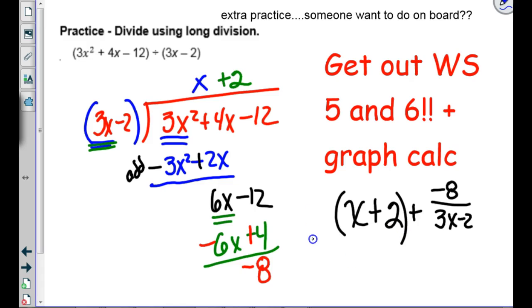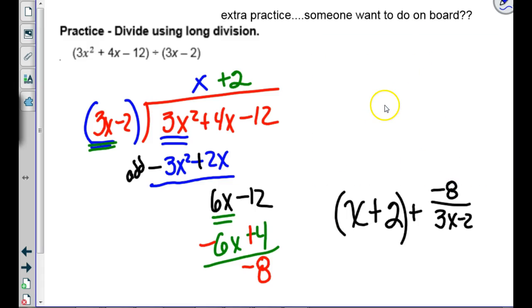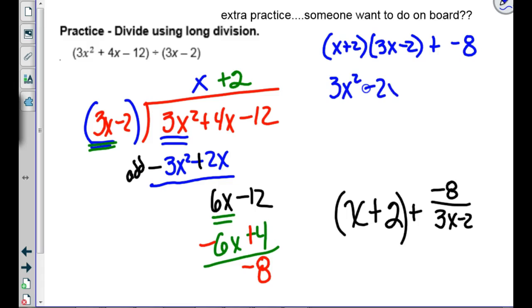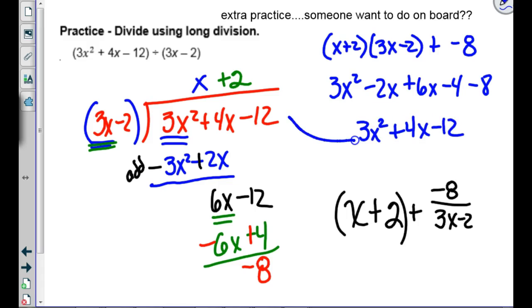One more thing real quick. If we're checking this, to do the check on this, let me just erase this and give myself a little space. You would say, I got x plus 2, so I need to multiply it by the divisor, 3x minus 2, and then I need to add the remainder. So if I foiled this together, I'd get 3x squared minus 2x plus 6x minus 4 minus 8, which would be 3x squared plus 4x minus 12, which got me back to here. Just to show you how the check works. Now, if it's a more complicated problem, that becomes a lot more painful to check as well. But all right, so that's what we did yesterday.